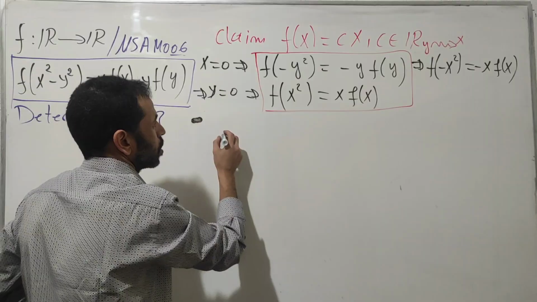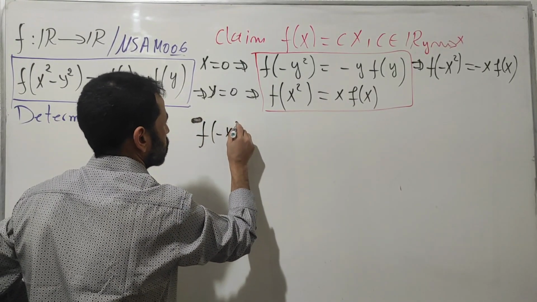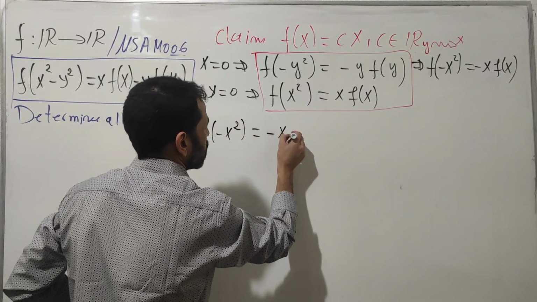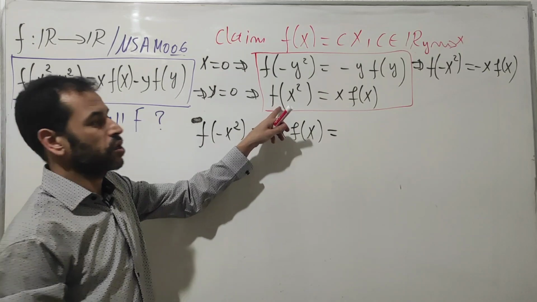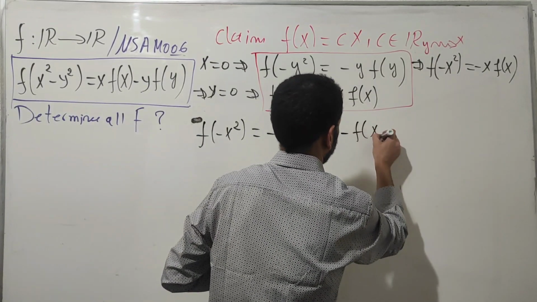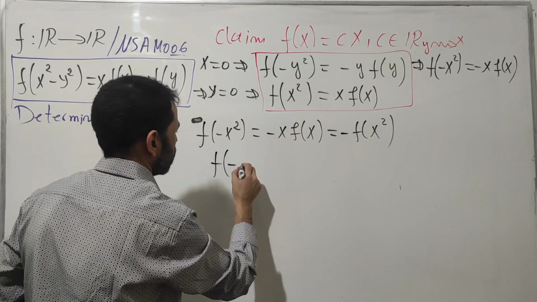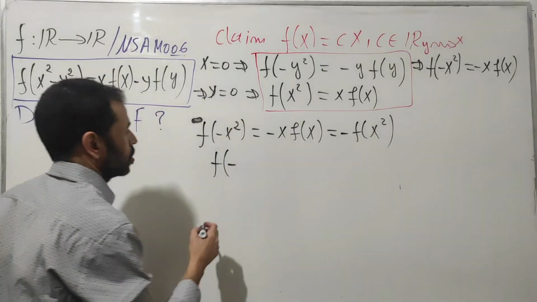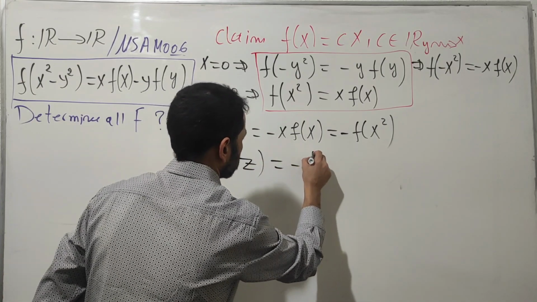So let's start with this one. We get f of (minus x squared) equals minus f of (x squared). It's clearly an odd function. So now let's replace x squared with z. I get f of (minus z) equals minus f of z.